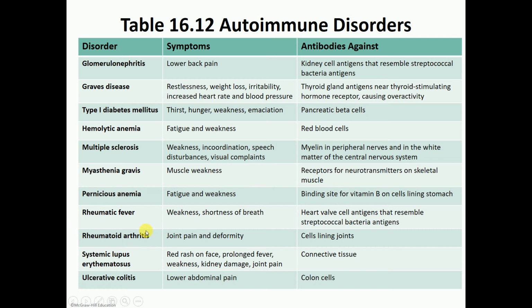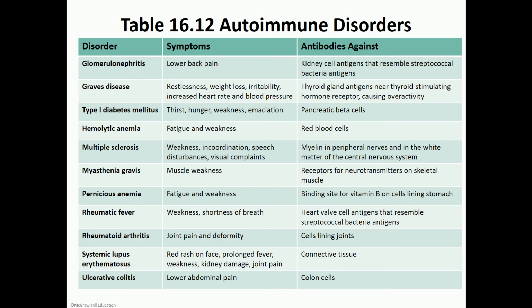Rheumatoid arthritis, making antibodies against the synovial membrane, the cells lining the joints. Lupus, or SLE, that stands for systemic lupus erythematosus, that is antibodies against connective tissue. So you will find that in systemic lupus, it doesn't really affect just one part of the body because connective tissue is found everywhere in the body.